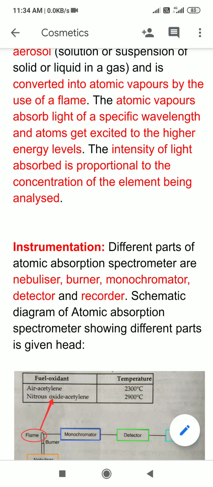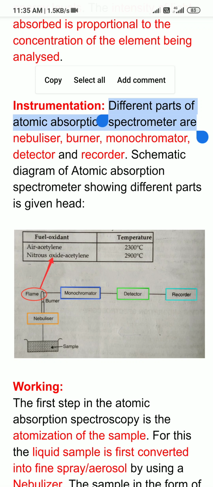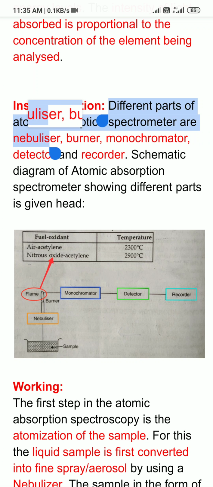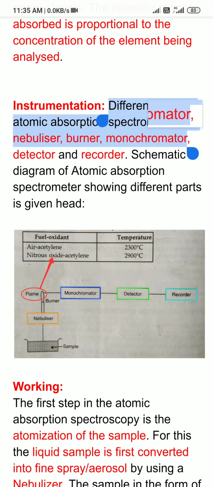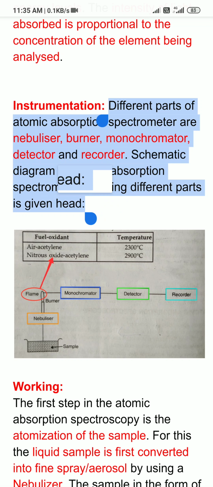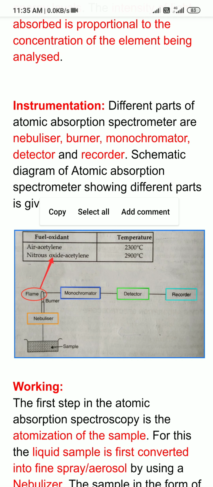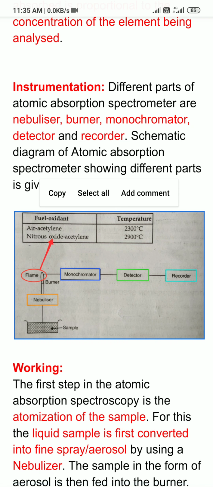Next I am coming to the instrumentation. Instrumentation means what are the different parts of the atomic absorption spectrometer. So basically an atomic absorption spectrometer consists of a nebulizer, burner, monochromator, detector and recorder. And the schematic diagram of an atomic absorption spectrometer is shown in this picture. You can see at the base the sample is there, and the sample from the sample chamber is then passed into the nebulizer.